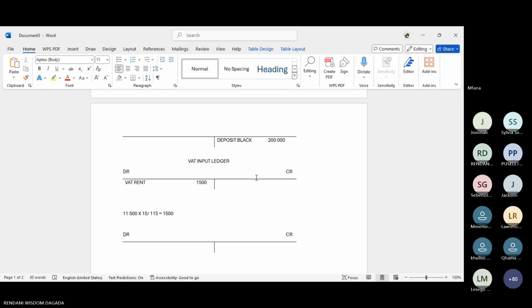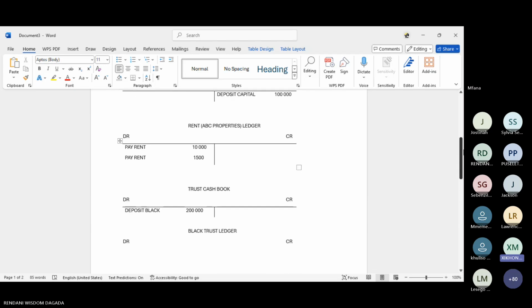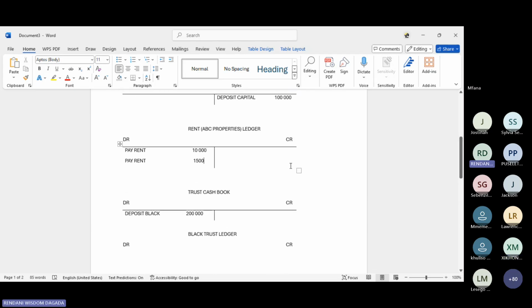Sorry, are we not supposed to say the rent is 10,000 since we deducted the 1,500 for the VAT? Oh yeah, I made a mistake there, sorry. Yes, it's 10,000. I wrote 1,500 again by mistake. Thank you for noticing that.